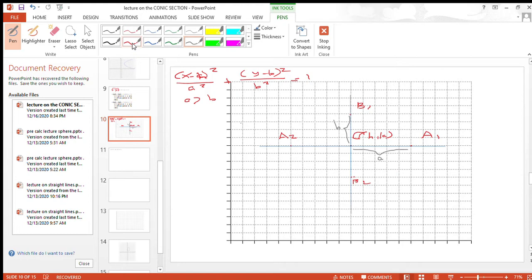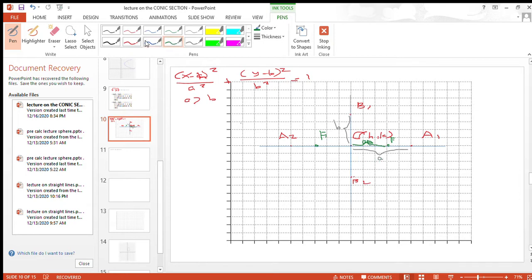And then what else do we include? We have two foci. Let's say one focus is here. Let's call that F. And then the other focus will be here. That will be our F1. So what do we need to remember? Center to F is equal to ae, where ae is the square root of a squared minus b squared.